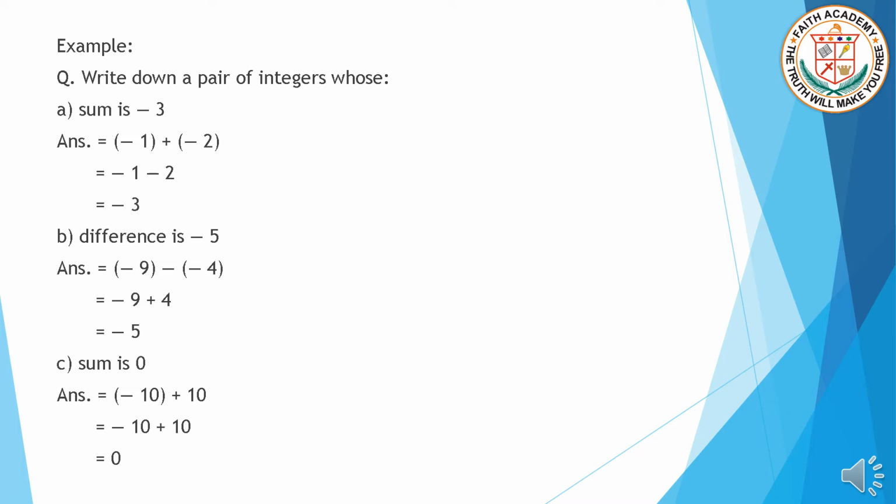Now the C part is saying that the sum should be 0. So again children, you have to remember you can take any pair of numbers. I have taken here minus 10 and positive 10. Again, when you add minus 10 and plus 10, we get 0.